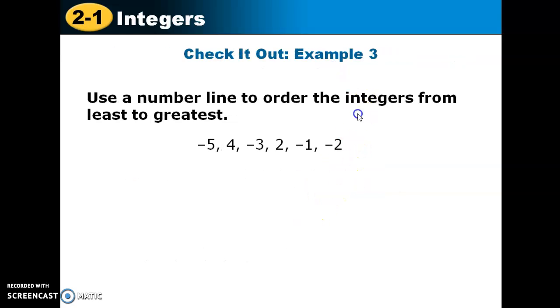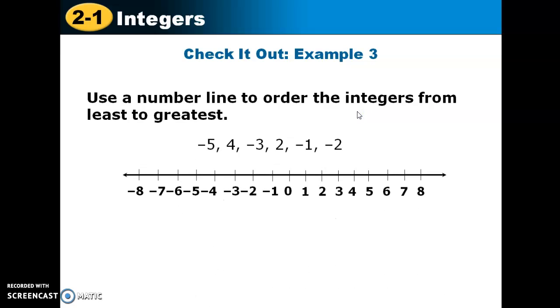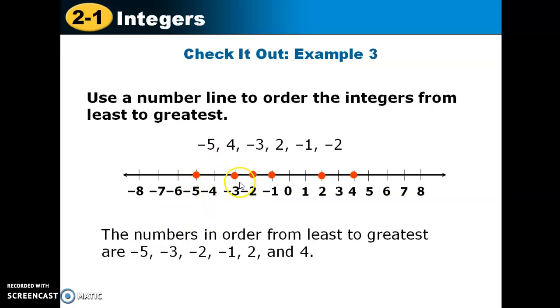All right, let's try this one. We have -5, 4, -3, 2, -1, and -2. So again, let's plot these numbers. It shows you on the number line where those are. And now we're doing least to greatest or smallest to greatest. So we would start all the way to the left is our least. -5, -3, -2, -1, 2, and 4.